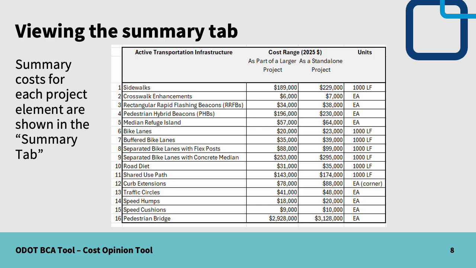Ultimately, each project element tab includes a total cost per 1,000 linear feet of that element. These costs are also reported on the Summary tab in one simple table for reference. Project costs are reported in 2 versions. First, as part of a larger project, and second, as a standalone project. The part of a larger project cost is slightly less expensive because of potential cost savings on mobilization and maintenance of traffic when bundling these elements with a larger roadway construction project.